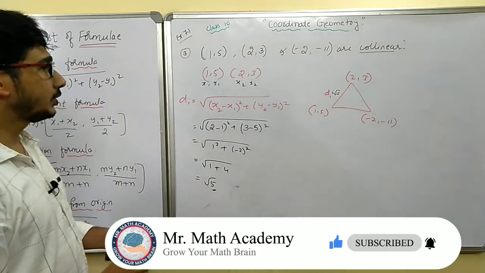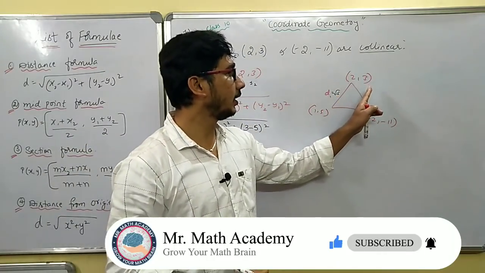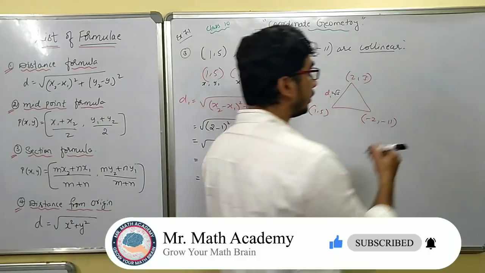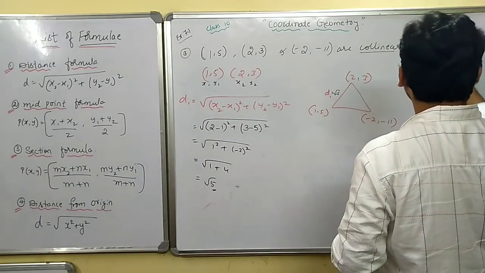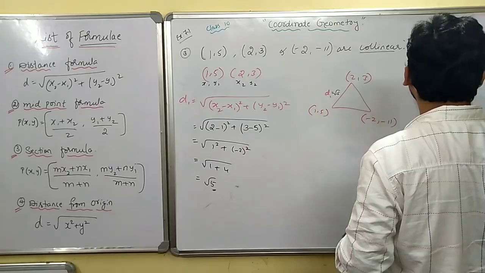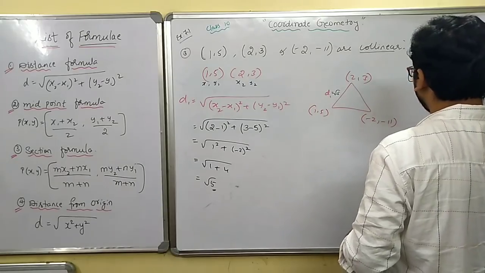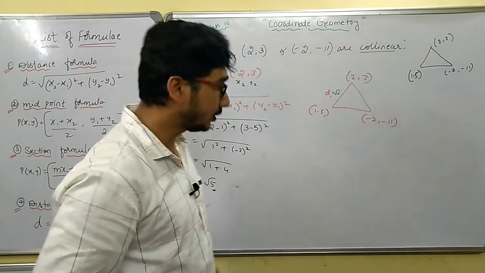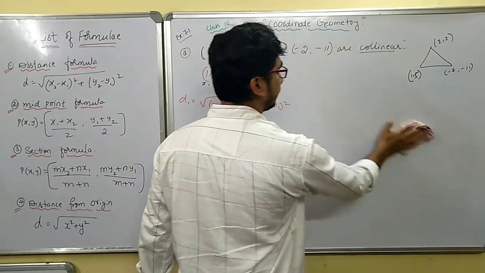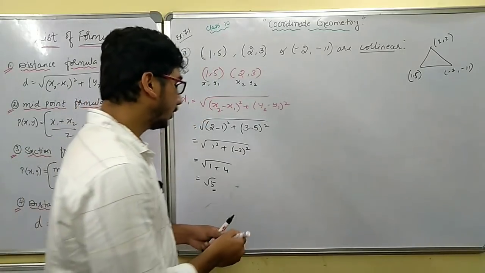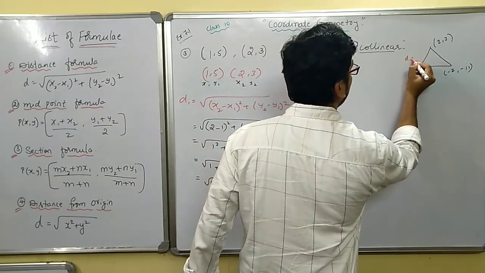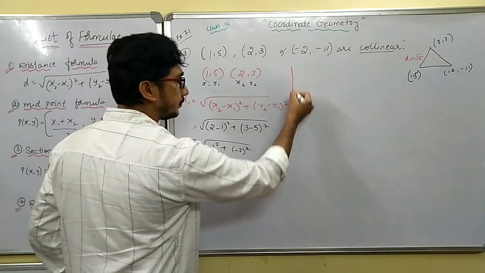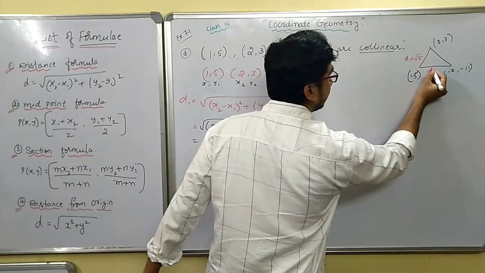Okay. Now what should I do? I have to find this number. Let us find it. I'll write the figure separately so that it will be helpful for us: 2 comma 3, 1 comma 5, minus 2 comma minus 11. I have written it here. I need a space here, so I'll erase. So I got the value of d1 as root 5. Let us find this one. I'll call this d2.